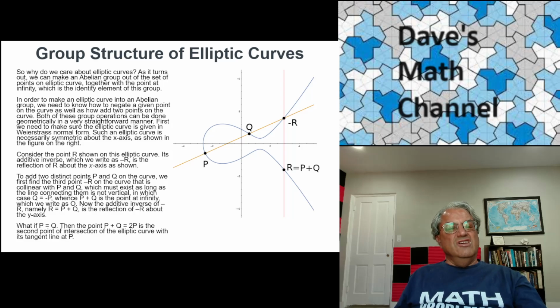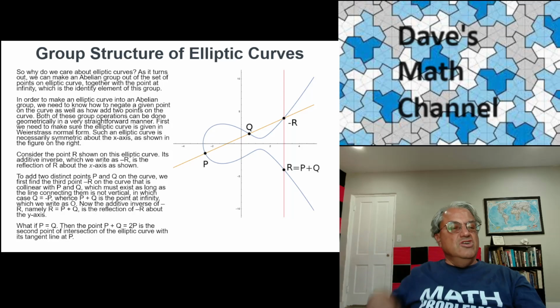So how do we negate a point on an elliptic curve? Well, let's look at this point R. Forget about the addition right now. You see the points P, Q, and R. R is the point in the fourth quadrant, the lower right. They say R equals P plus Q, but don't worry about P and Q for now. Let's just look at R. How do we negate the point R?